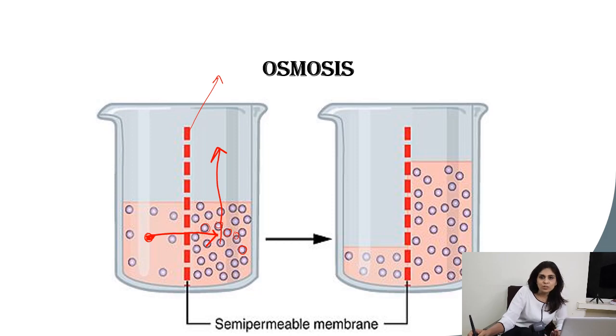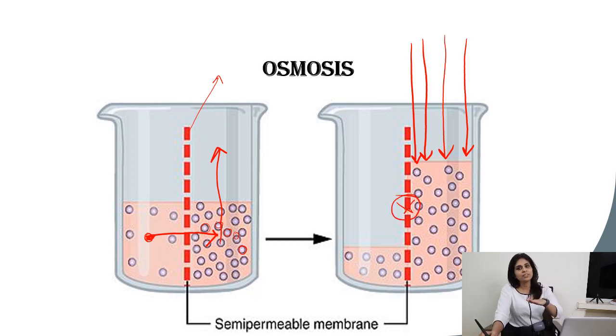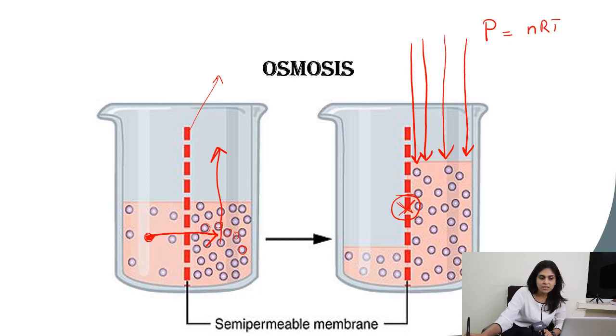This is osmosis. Now, what is osmotic pressure? Osmotic pressure is the pressure that has to be exerted along the side of higher impermeable solute concentration to prevent osmotic movements. Do you understand this? Osmotic pressure is the pressure that has to be exerted along the side of higher impermeable solute concentration to prevent osmotic movements. And this osmotic pressure P is given by nRT by V.